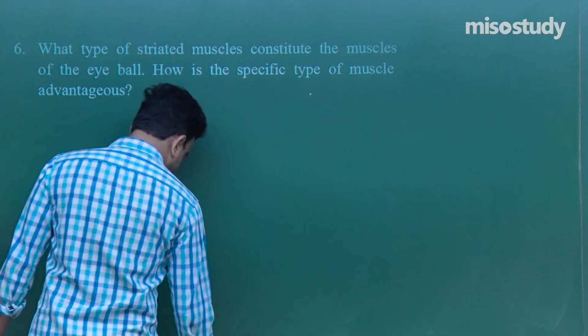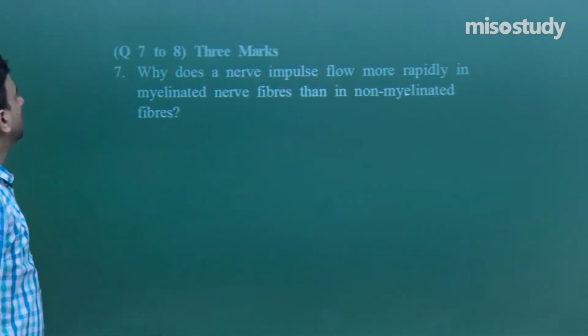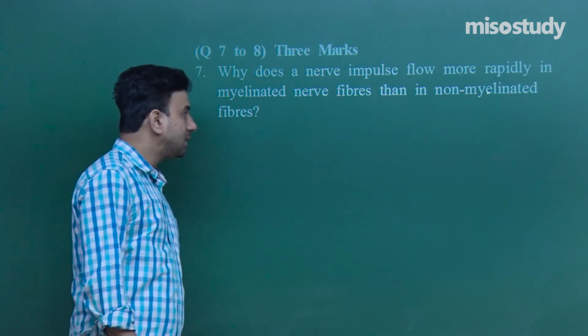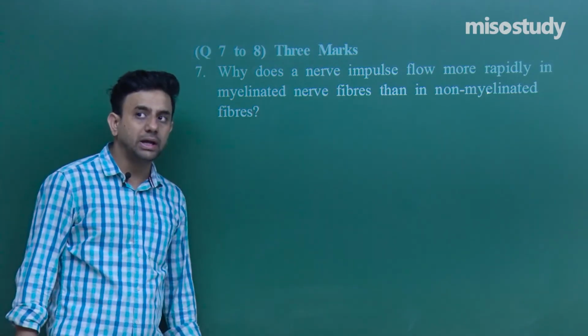We now move on to the next question. Why does a nerve impulse flow more rapidly in a myelinated nerve fiber than in a non-myelinated nerve fiber?